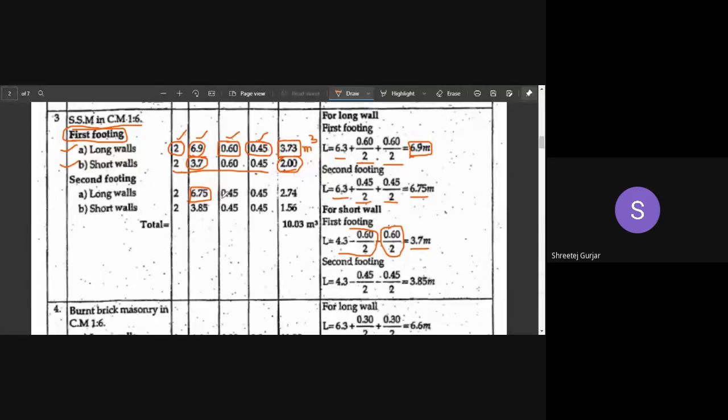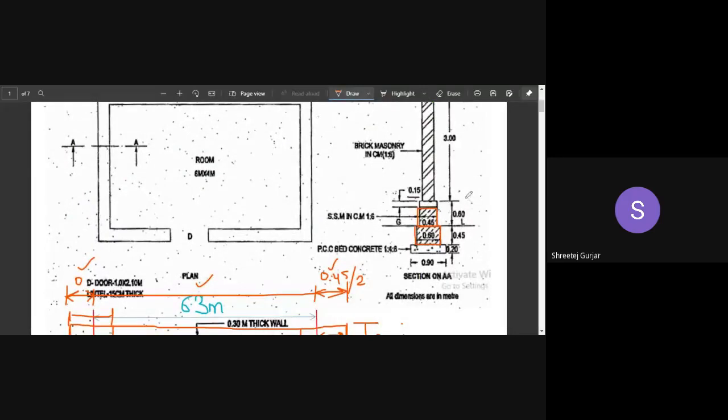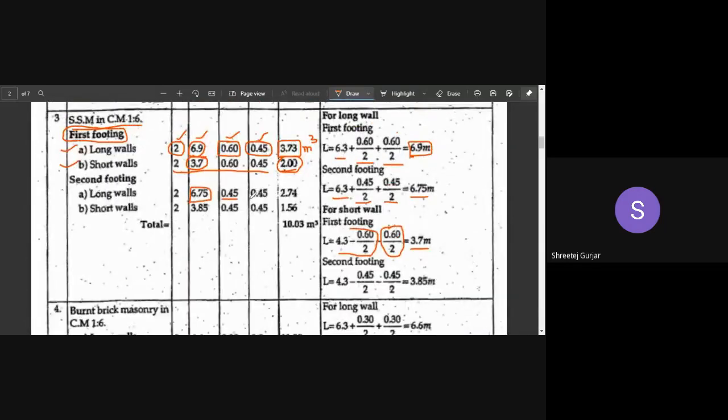Width I know is 0.45, and coming to depth, the depth is 0.6, but it is not the entire depth that we have to consider, because it includes the damp proof course also, which we do not consider. We have to consider only from here to here. So we have to minus the damp proof course from 0.6. Damp proof course is 0.15, as they have mentioned. So 0.6 minus 0.15 will give us 0.45. So width is 0.45, depth is 0.45, and the lengths we have calculated.